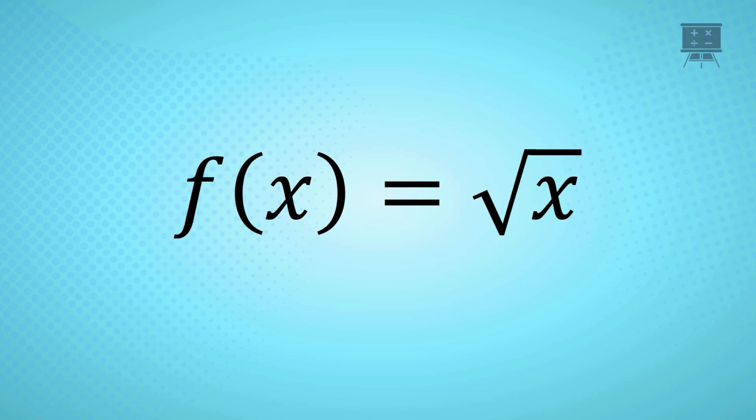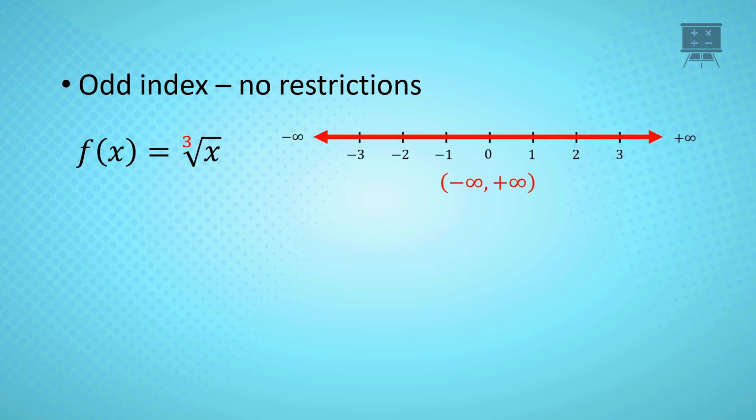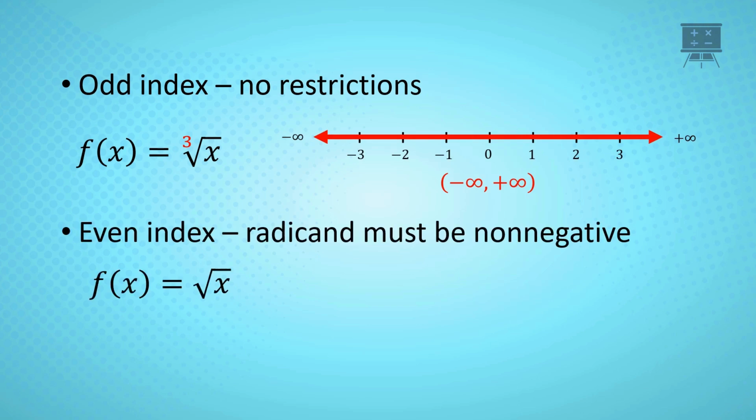In this video, we will discuss how to find the domain of the radical function. A radical function is a function that contains a radical expression. If the index is an odd number, then there are no restrictions, and the domain of the function is the set of all real numbers. If the index is an even number, the radicand is restricted to non-negative real numbers.